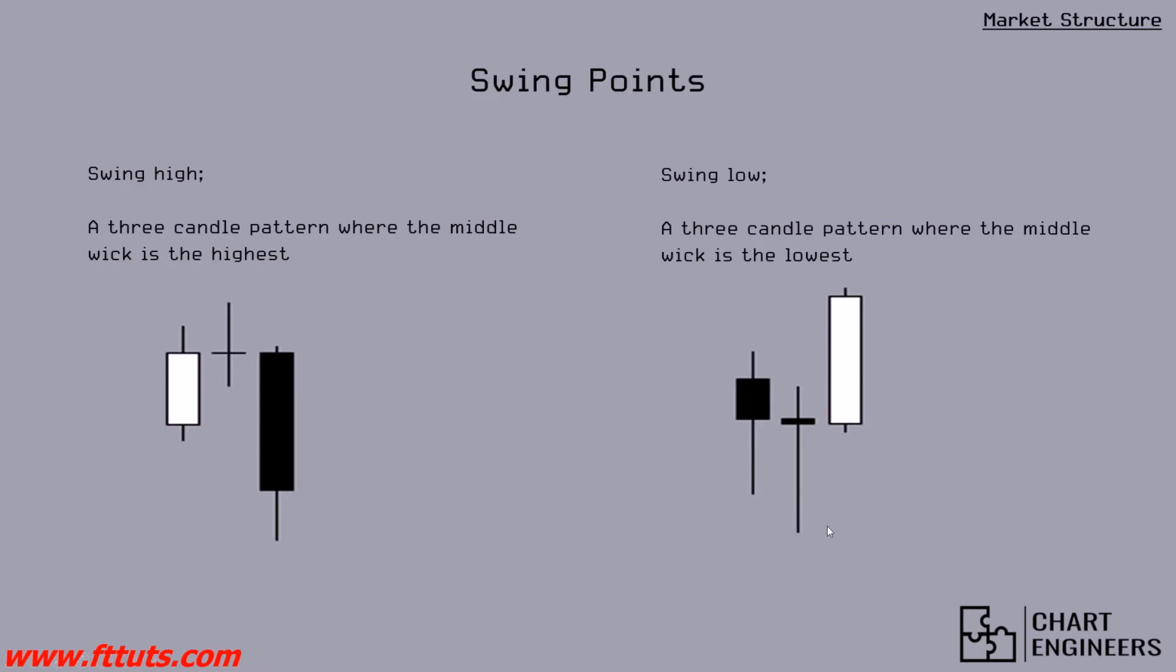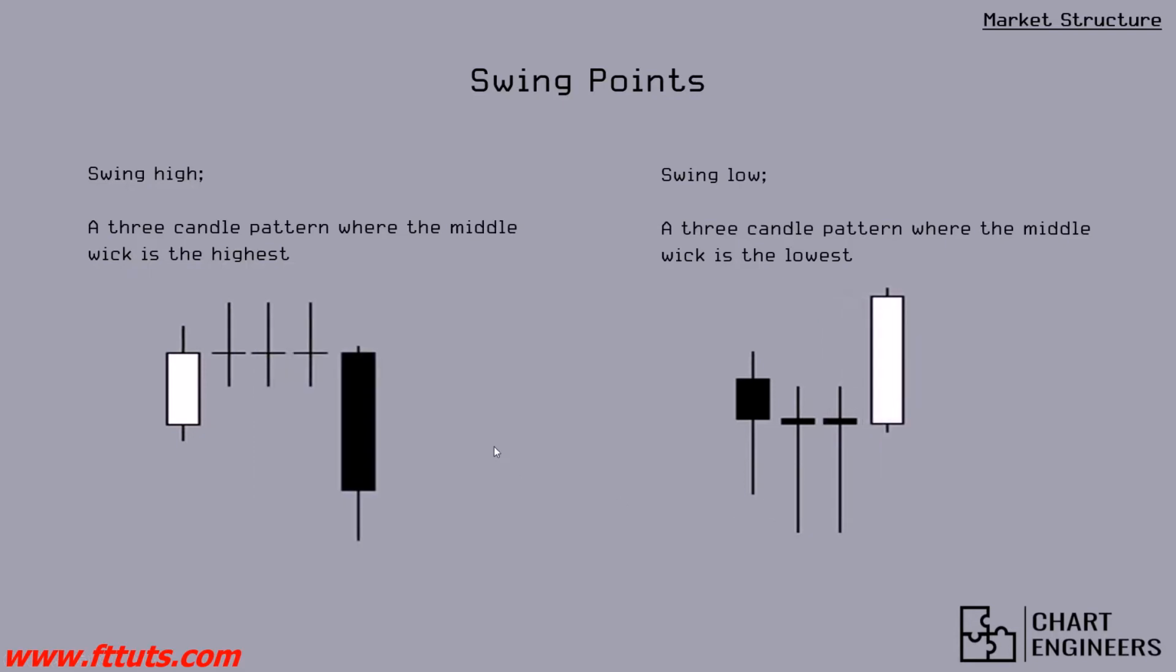Also just to note down, whether the candle is bullish or bearish, it doesn't matter. As long as the second wick is the highest or the lowest, we will have a swing high or a swing low. And again, the length of the wicks also doesn't matter. As you can see, these wicks here are much longer than these wicks here. However, the middle wick is still a swing high and a swing low.